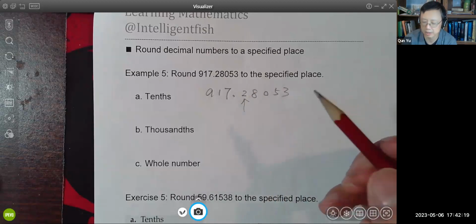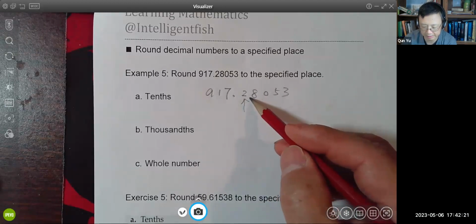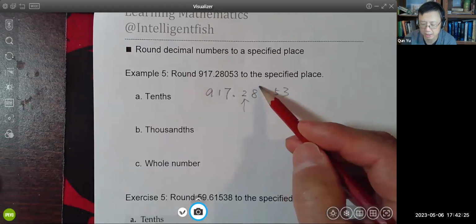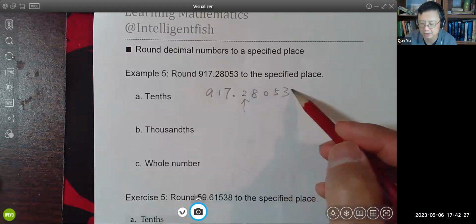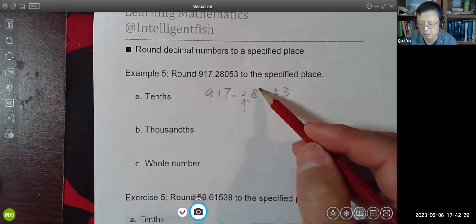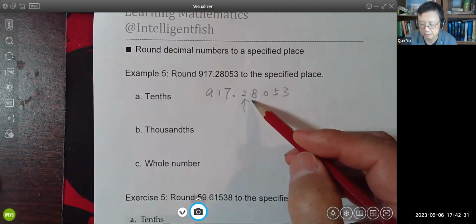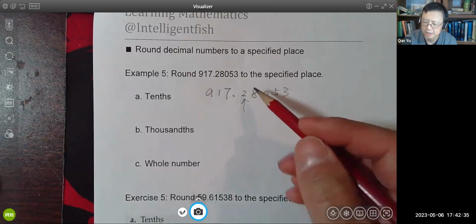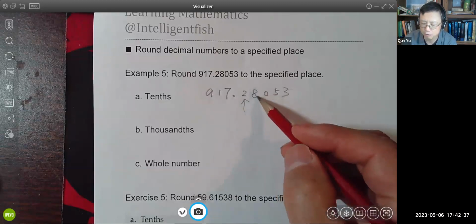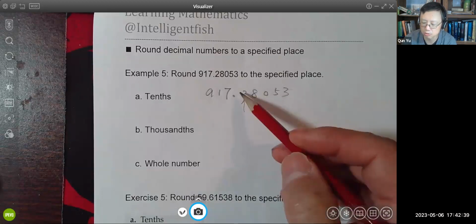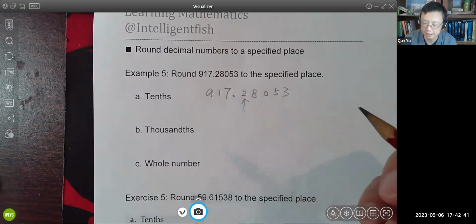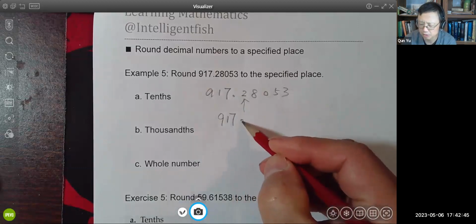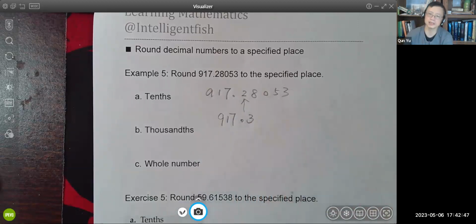We always look at the digit to the right, only one digit to the right. We don't need to worry about the rest because this one has higher place value than the rest. So we only need to worry about the digit immediately to the right of the digit you want to round to. Okay. If this digit is 5 or bigger than 5, you round this one up by 1. And this is the case. So we get 917.3. And that's our answer.